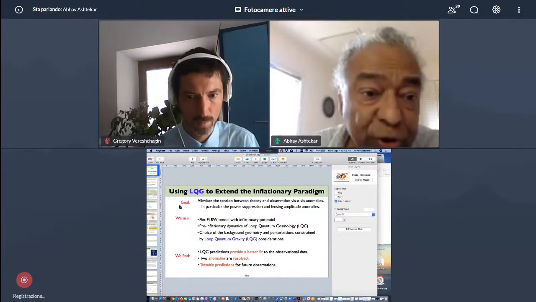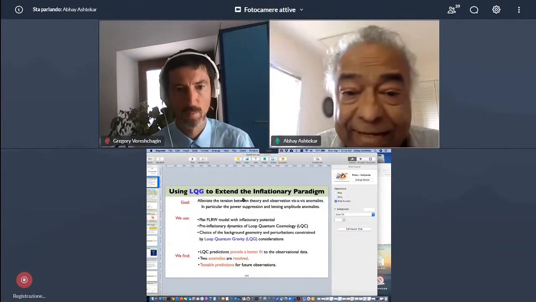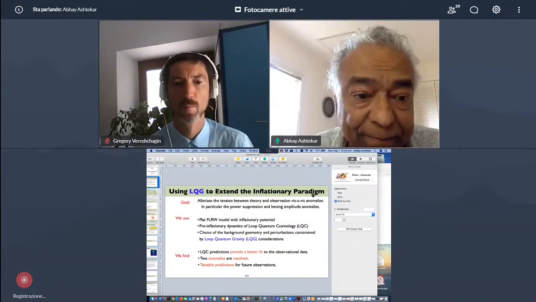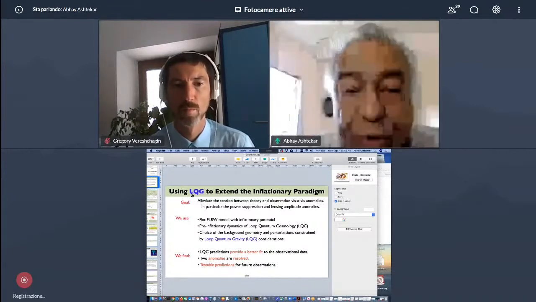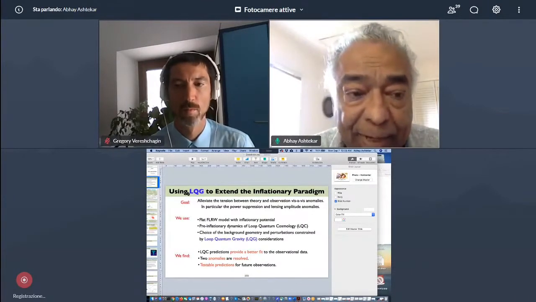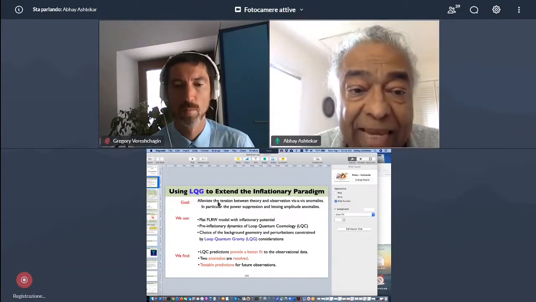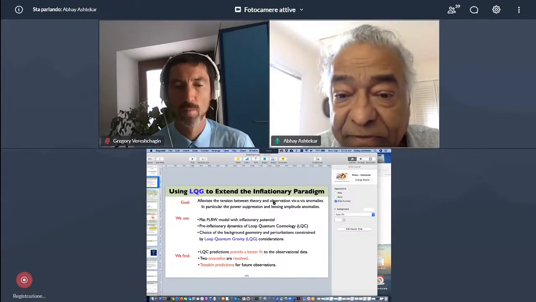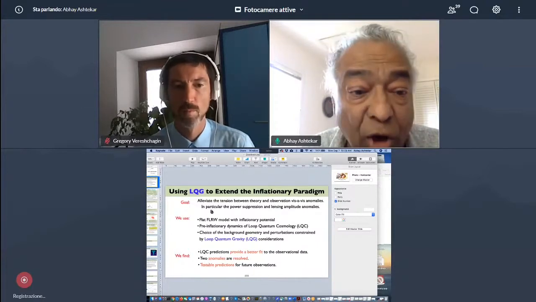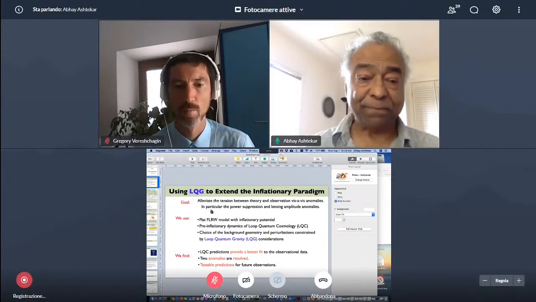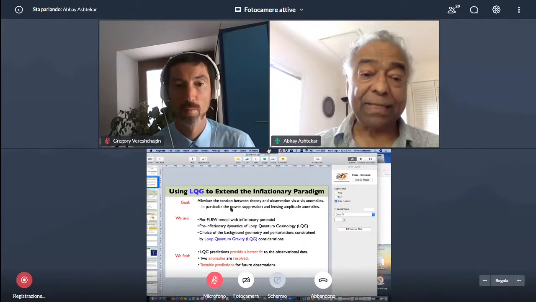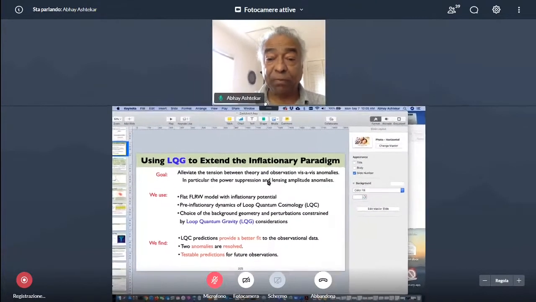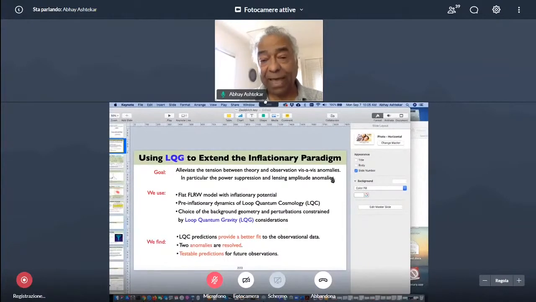As I said, I'm going to use loop quantum gravity to extend the standard inflationary paradigm. And the goal of this is to show that somewhat surprisingly, Planck scale physics helps alleviate the tension between theory and observations vis-a-vis anomalies that are seen in the CMB. In particular, the power suppression anomaly and the so-called lensing amplitude anomaly. I know that the audience is mixed, and so they may not know what these things are, and I will explain.